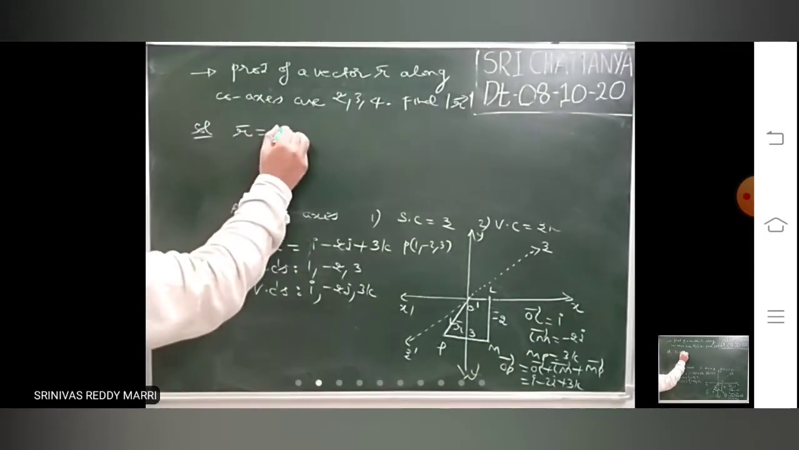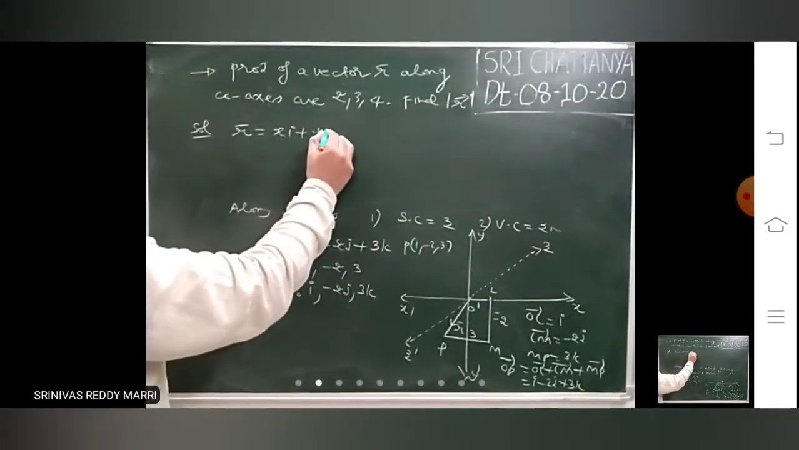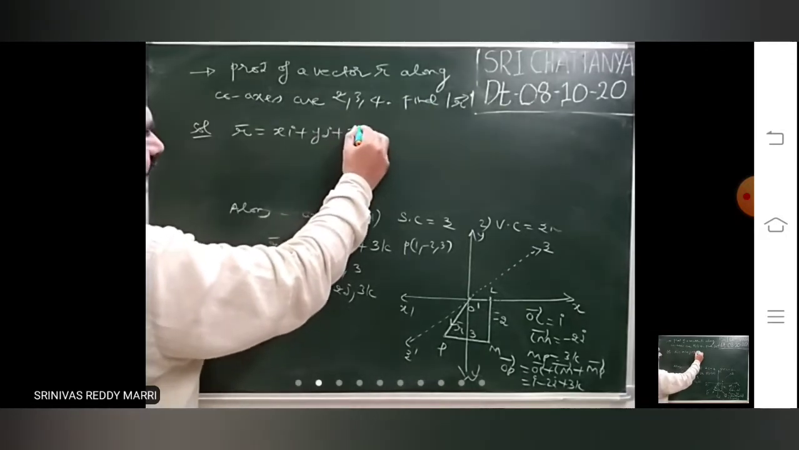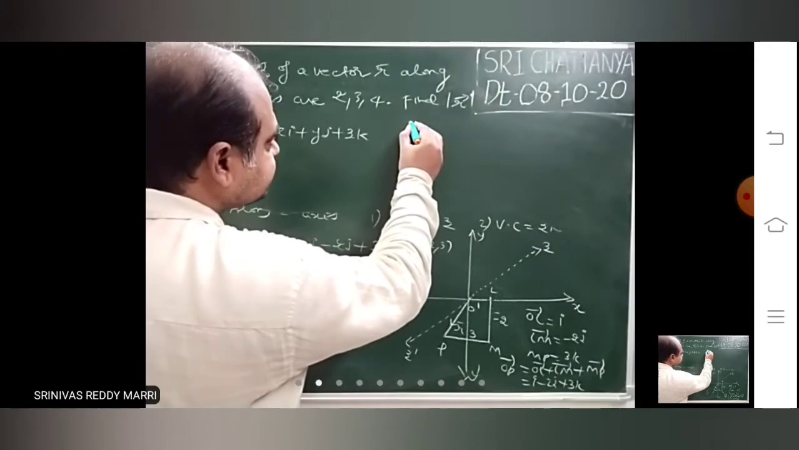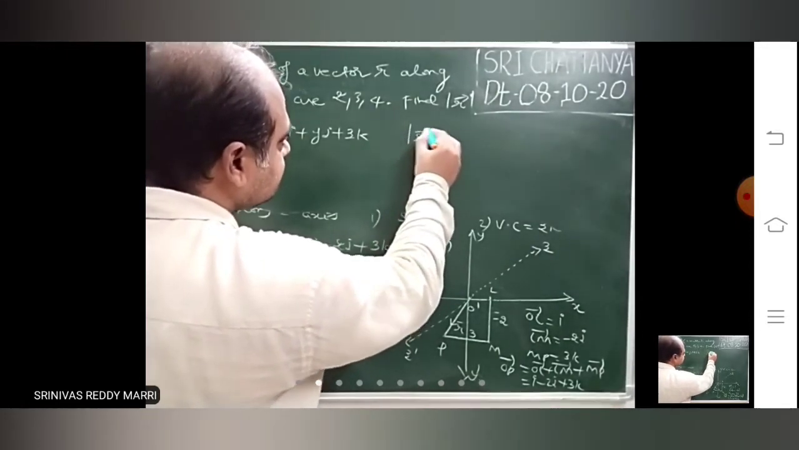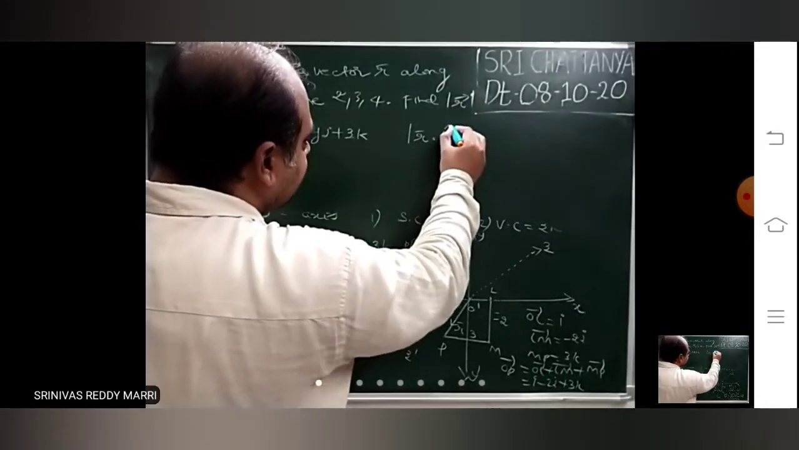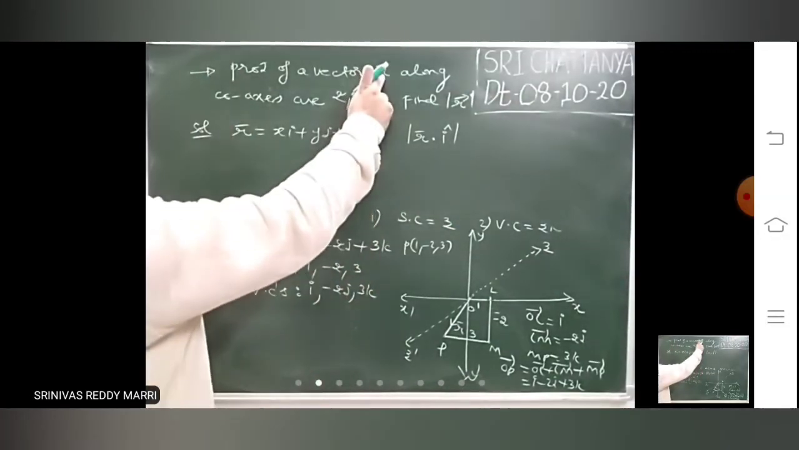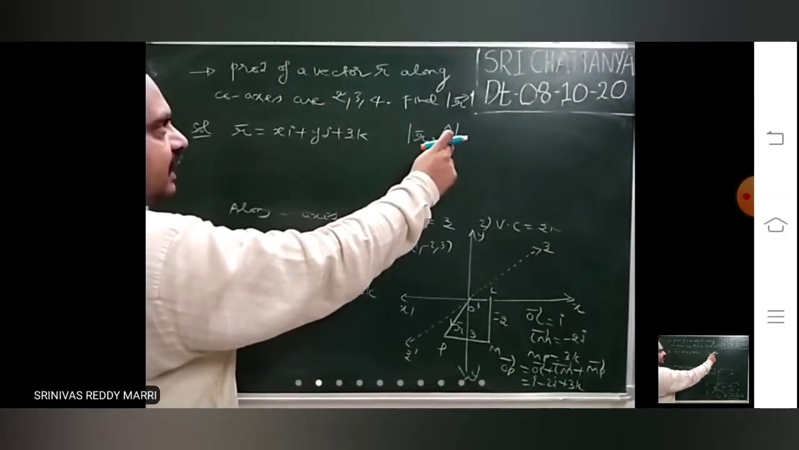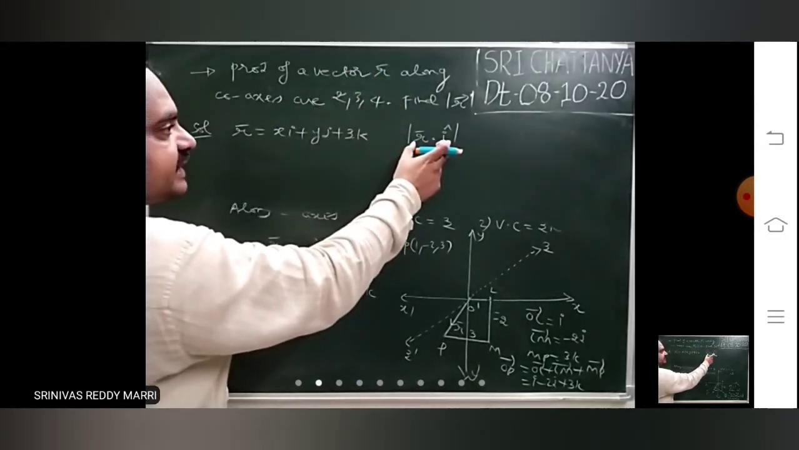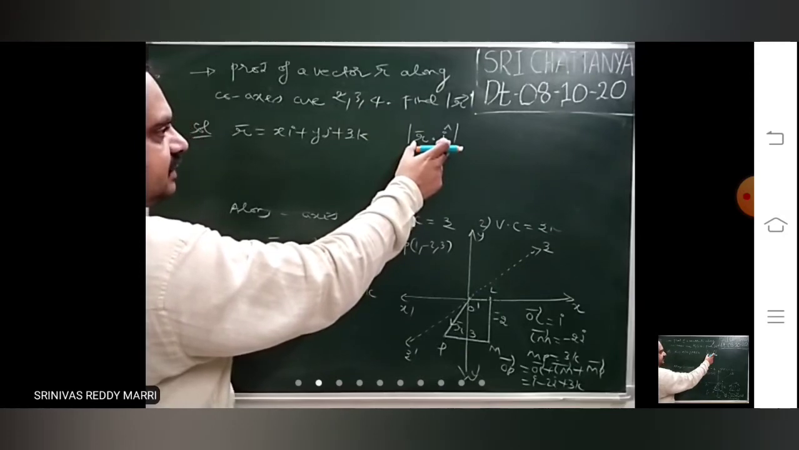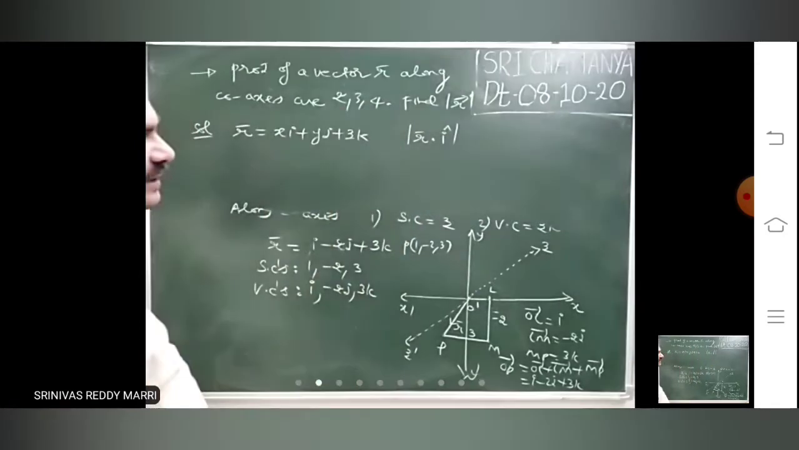Look at it. Take r bar equals xi plus yj plus zk. This is the required vector, let us say. Projection of the vector along OX: projection means modulus of r bar dot i cap. Projection of a bar on b bar is a bar dot b cap. Projection of r bar on the x-axis, projection means modulus, you have to write. Scalar component means no need to write modulus.